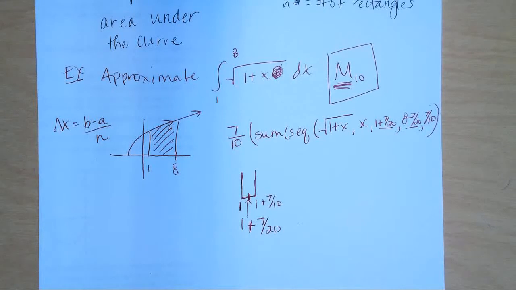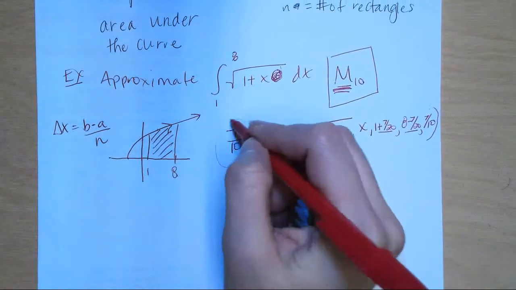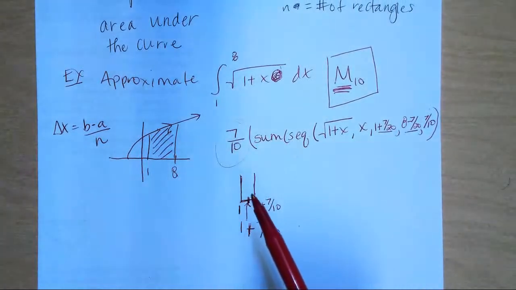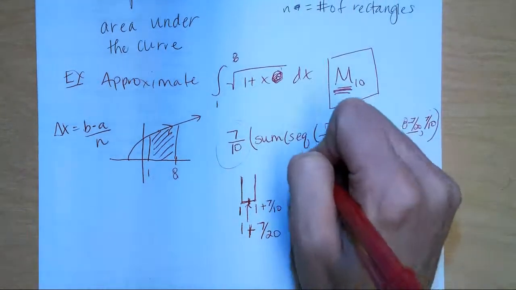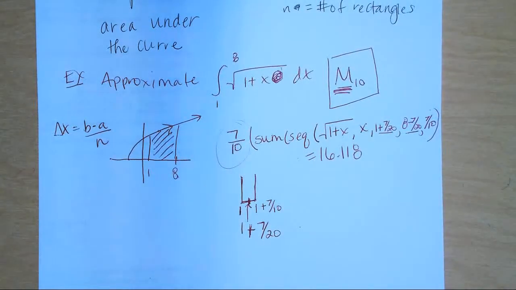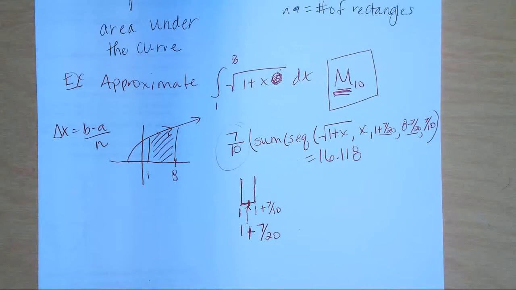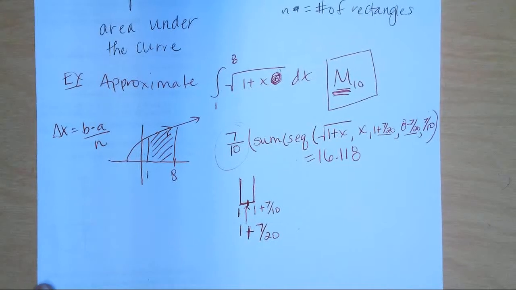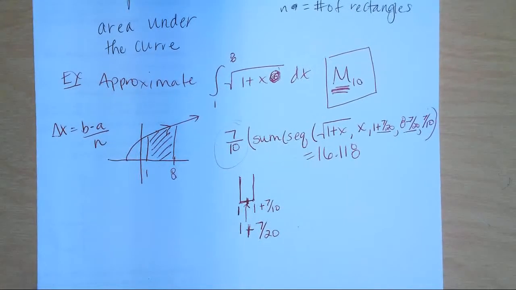Okay, what did you get? 16.11. Wait, hold on. Did y'all multiply by this 7/10 on the outside? Yes. 16.118. That sounds good. What did you get? Oh, did you round? No, it has to be 3 decimals. Okay. All right, 16.118. Did anyone get something else? 18.25.